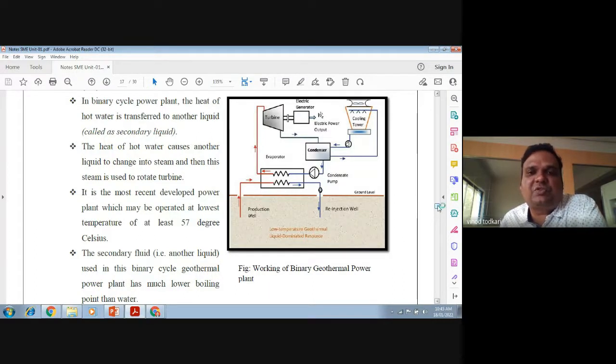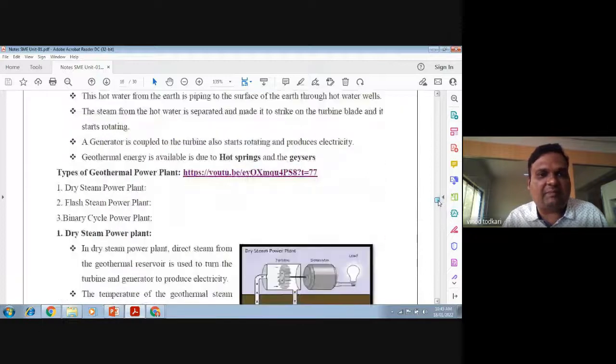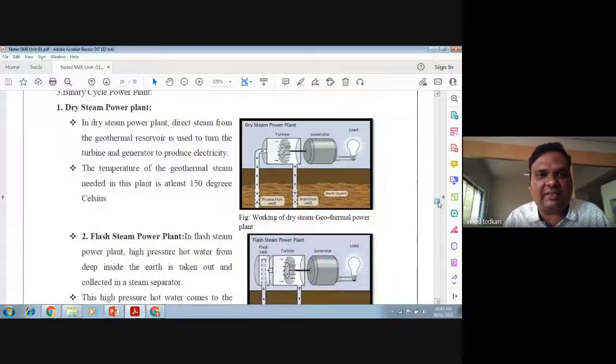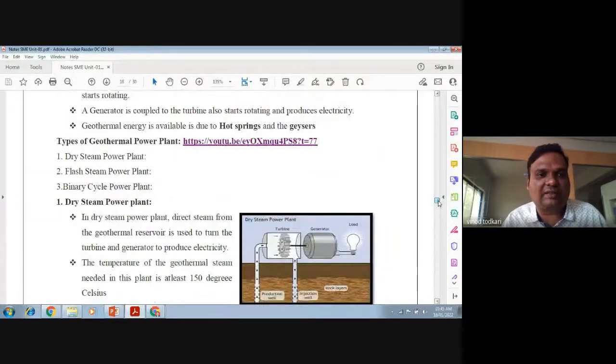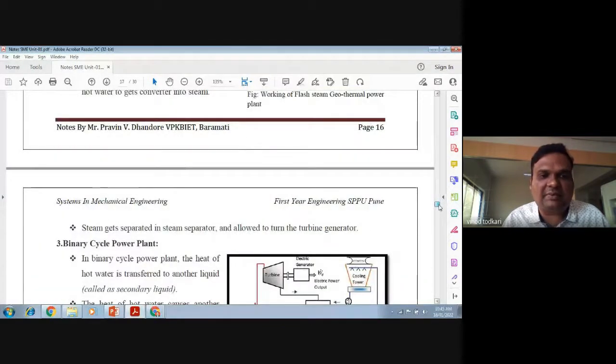So we have seen what a geothermal power plant is, and we have seen three types of power plants. We have seen that magma heats water, and the water can be as hot as 182 degrees Celsius or more. The three geothermal power plants we have seen are dry steam, flash steam, and binary cycle.